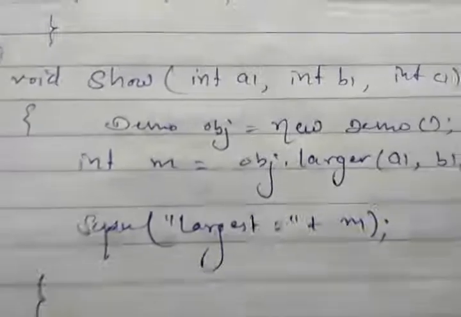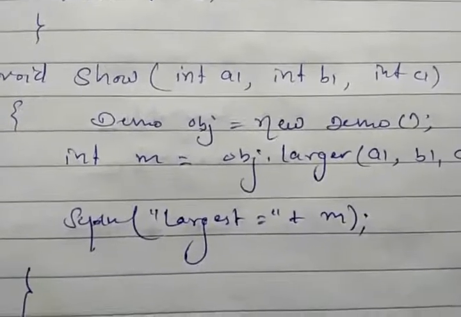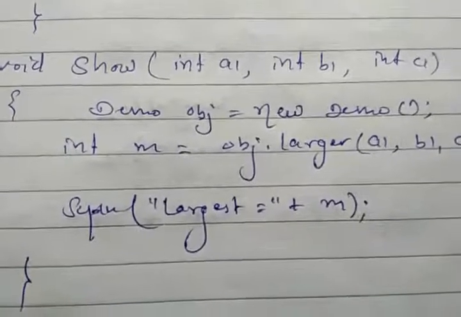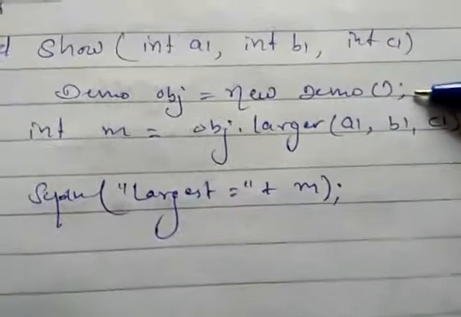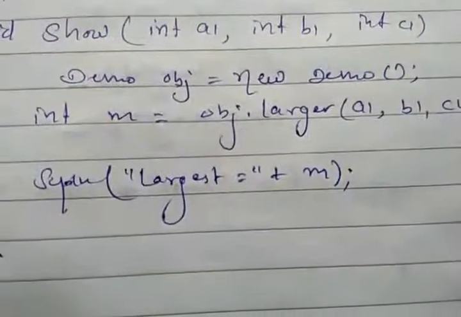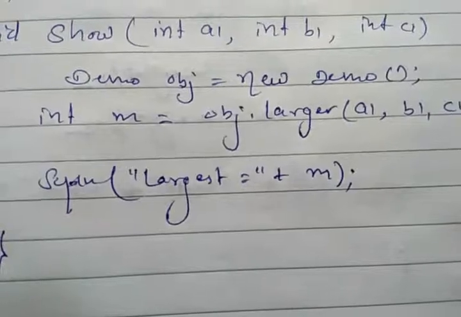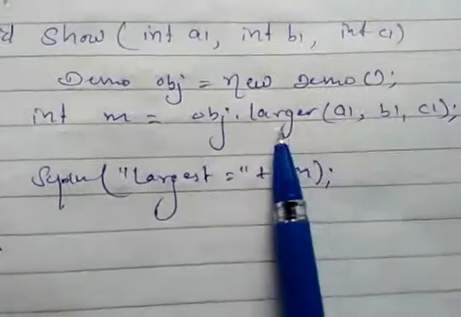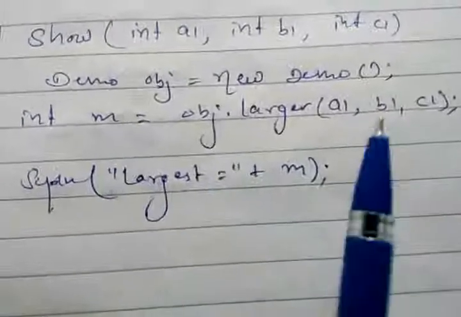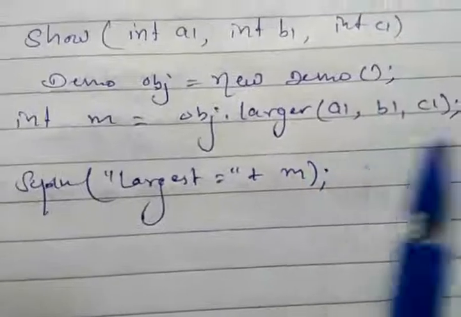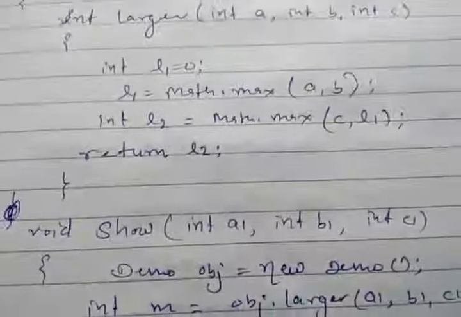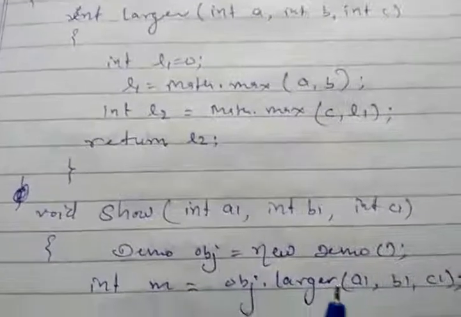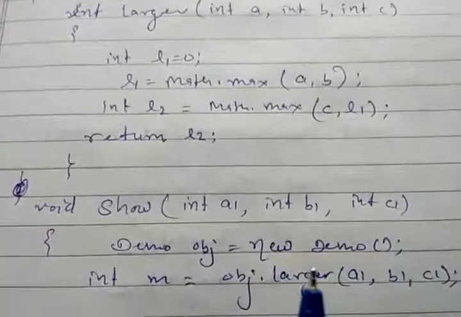And in this we have to make another function for calling the above function. So void show, integer a1, integer b1, integer c1, and for calling a function first we have to create the object of the class. So demo obj equals new demo, integer m equals obj dot larger, and we are passing the values a1 comma b1 comma c1. So the value of a1 will be stored in A, the value of b1 will be copied in B, and the value of c1 will be copied in C.